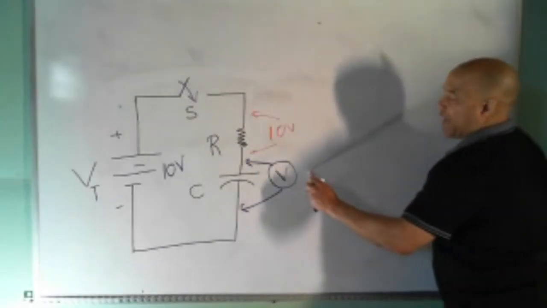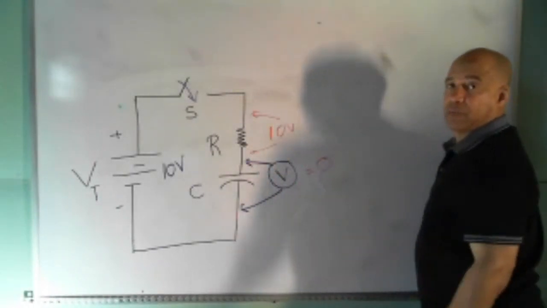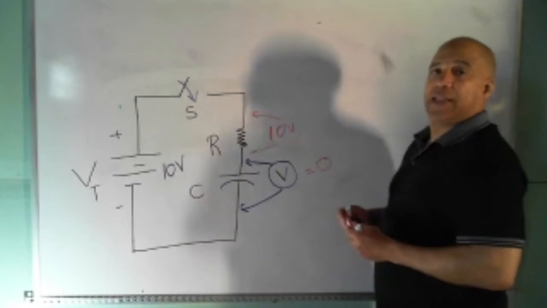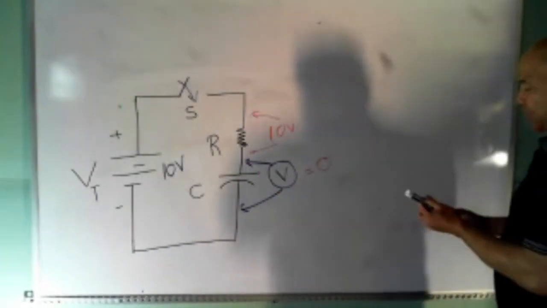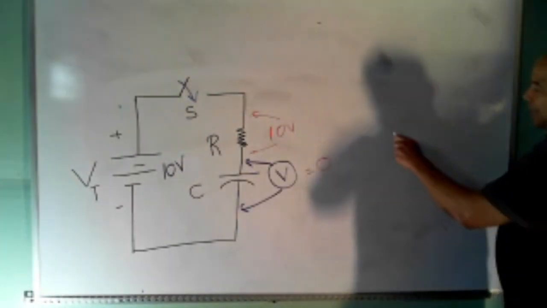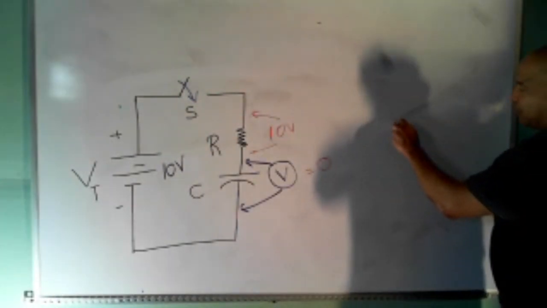And the voltage across the capacitor is 0 volts. Let's think about what that means, 0 volts. Let's look at this in another circuit. Let's say I have a circuit, we'll just keep it simple here.